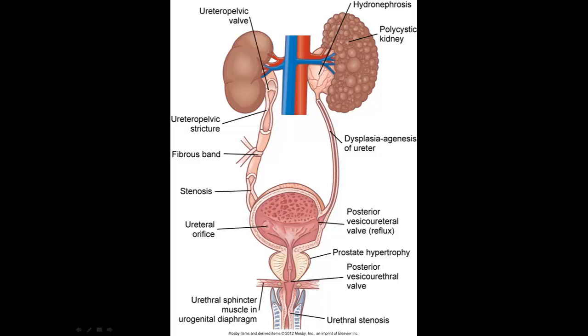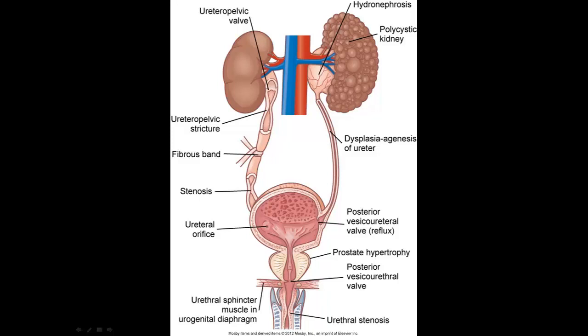We can have prostate hypertrophy. The prostate goes around the urethra, and if that prostate hypertrophies, it can be putting pressure on the outside of the urethra, narrowing the urethral opening and causing a backup of urine to occur. We can have a posterior reflux of the valve as well. We can also have a dysplasia of the ureter, so that we're having an overgrowth of cells inside that urethra, making it thicker than it's supposed to be.